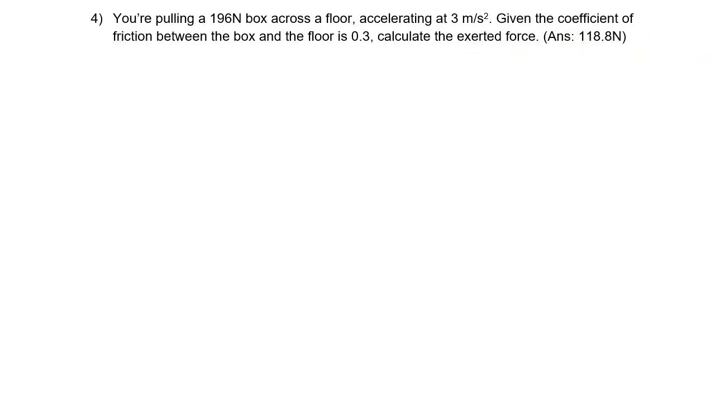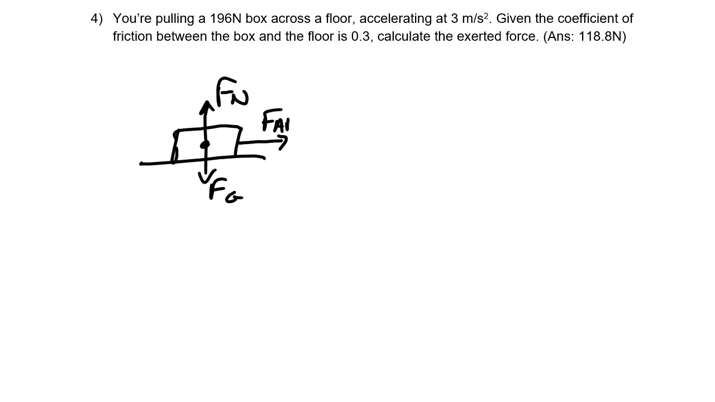Okay, so it looks like we're pulling a box across the floor, and it looks like it's accelerating. So let's just do this here. It says that we're pulling it across the floor. Okay, that's going to be our applied force, and we have our frictional force. Being that we know that it's accelerating, we're going to say that this is kinetic friction. Okay, we have our free body diagram.